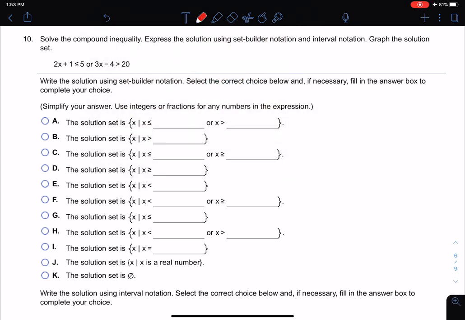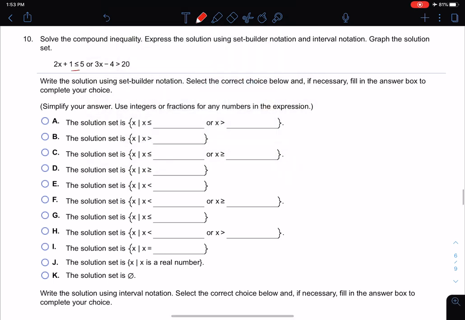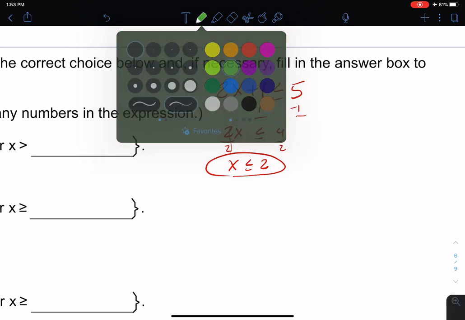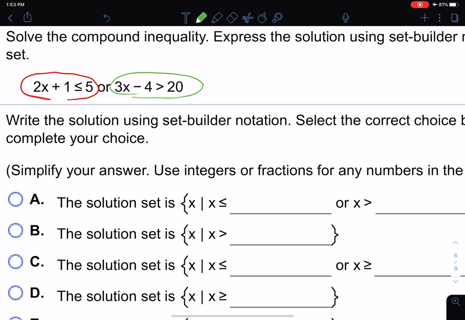Let's start with red. I think I'm going to zoom in, so let's make the font size smaller. So here's my first inequality I'm going to work, and that is 2x plus 1 is less than or equal to 5. Of course, subtract 1 on both sides, which gives me 2x is less than or equal to 4. I divide by 2, and I get x is less than or equal to 2. Done. Let's do the next one. The next one happened to be 3x minus 4 is greater than 20.